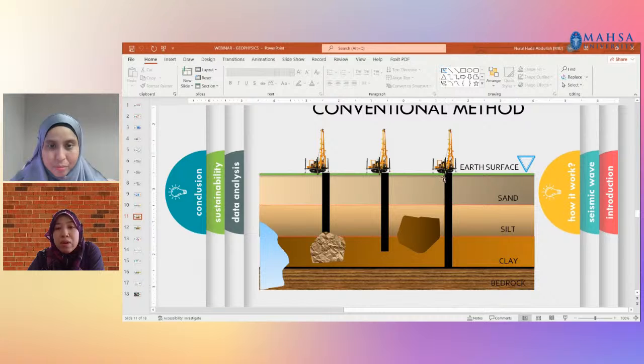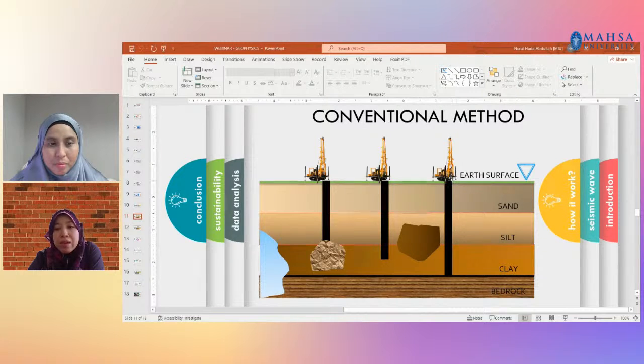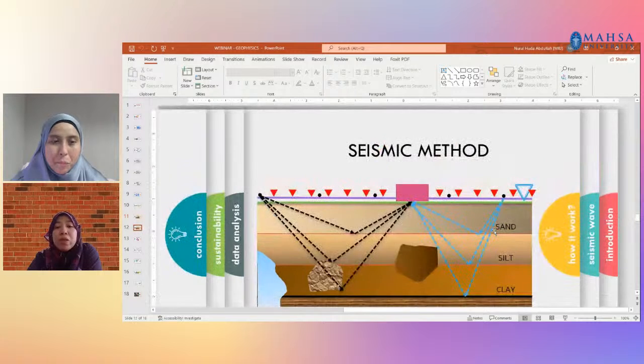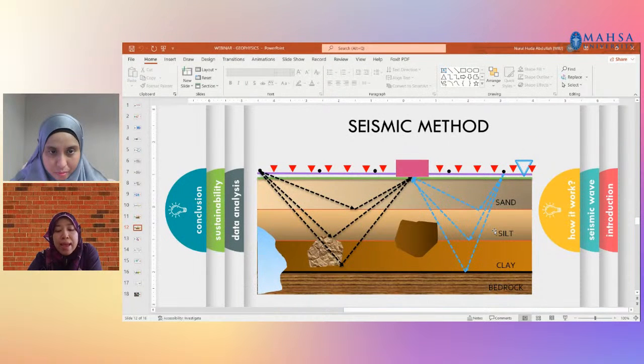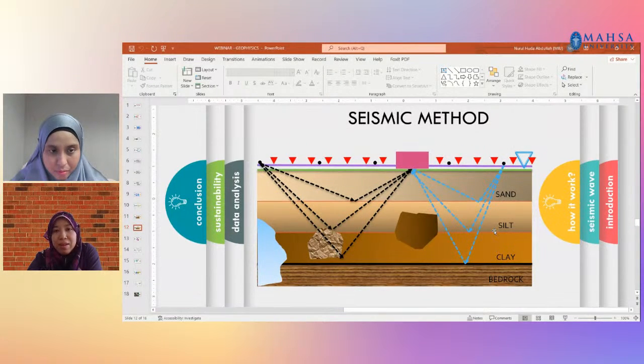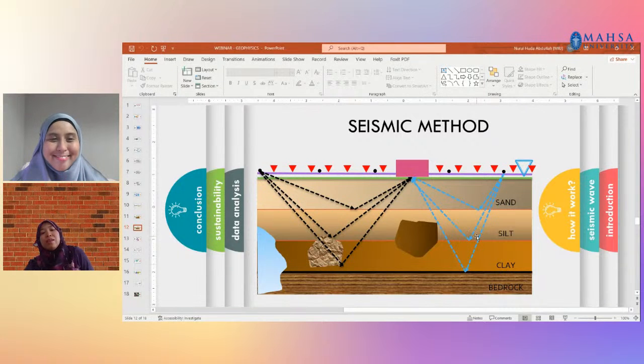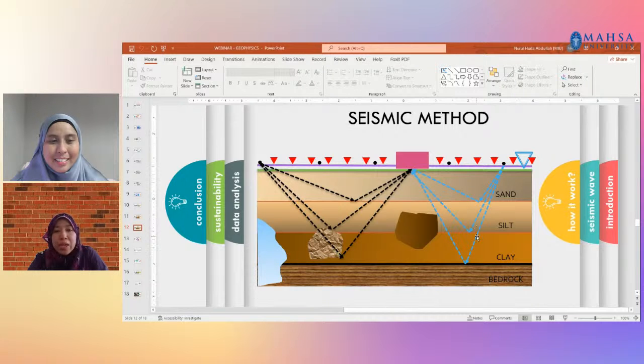If you use the conventional or traditional method, you need to drill the borehole here. After that, you can see what types of material there are through the standard penetration test. So this is the comparison between the conventional method and the seismic method. Okay, so we understand the concept and the principle of the seismic reflection method.